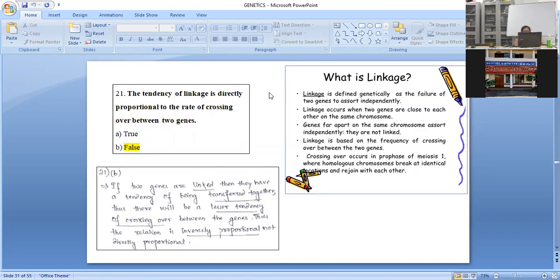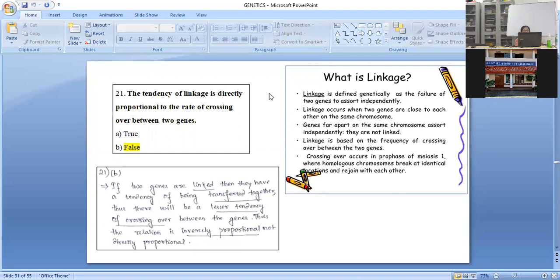Now, coming to linkage. Linkage has a very simple meaning without going into biology: link. We are linked together. Suppose there is linkage or connection between two adjoining units. Then they will be very difficult to separate. And it would be easier to carry those units together everywhere they go. So with this simple concept in mind, we can say that the tendency of linkage is directly proportional to the rate of crossing over between the two genes.